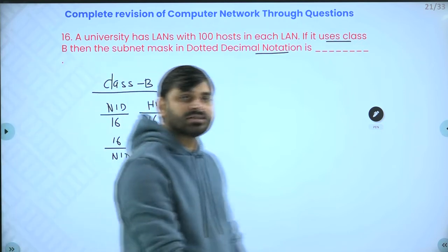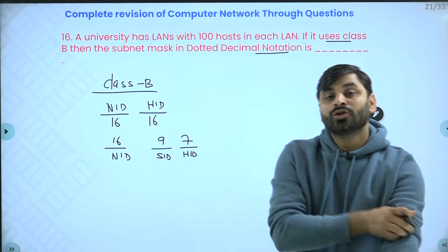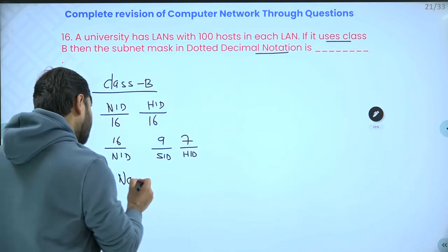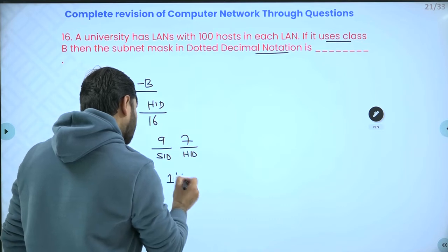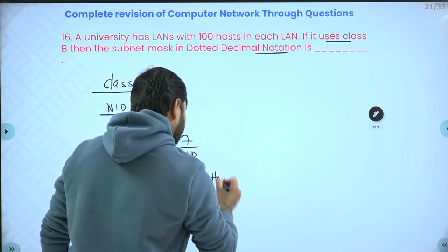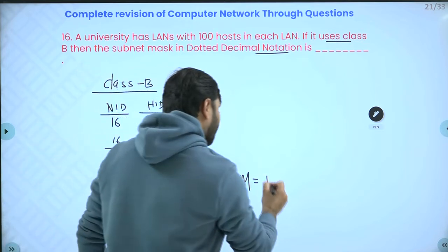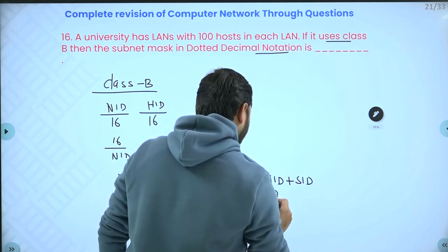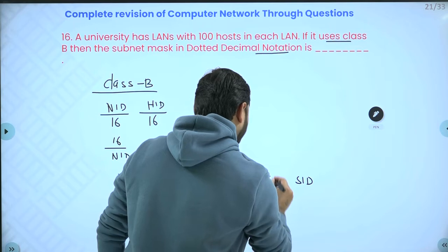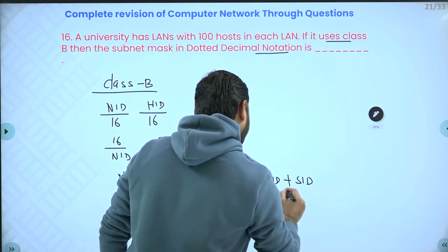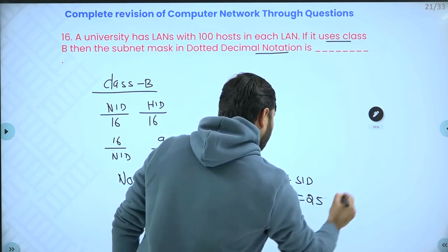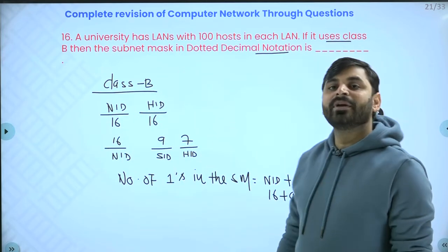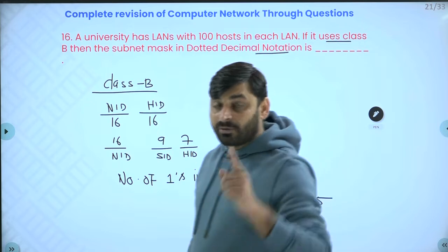What are they asking? The subnet mask. The number of ones in the subnet mask is nothing but the network ID plus the subnet ID. Yes sir, very sure. The network ID is 16 bits, so network ID plus subnet ID is 16 plus 9, which is 25. So the number of ones is 25, and the number of zeros indicates the host ID part, which is 7 bits. Number of zeros is 7 and number of ones is 25.